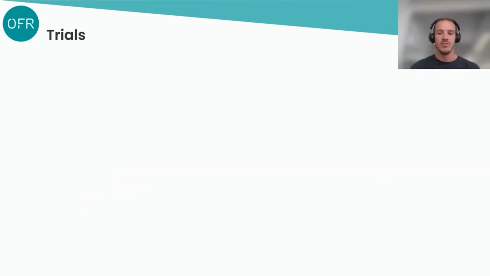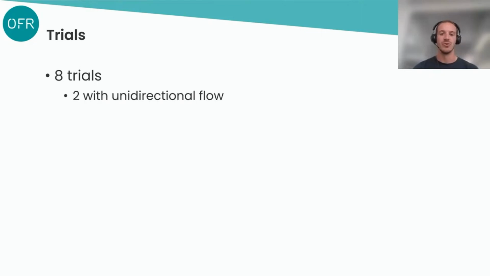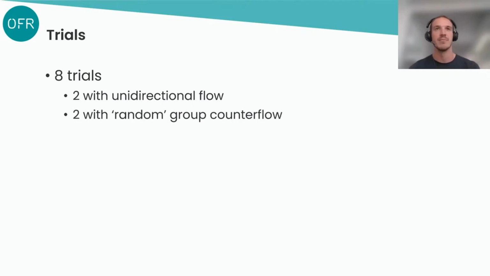Looking at the trials now, 8 trials were completed in total. The first 2 were with unidirectional flow. So that was where all 90 occupants just walked from one of the rooms into the other, and then vice versa. The next 2 were with what we've called random group counterflow. So this was where the population was separated into 2 groups of roughly equal size, and then would walk against each other.